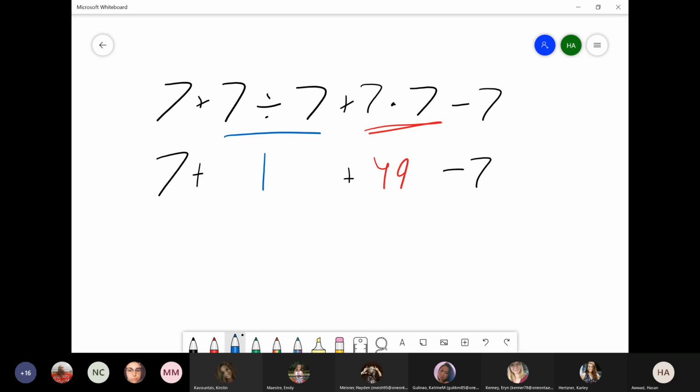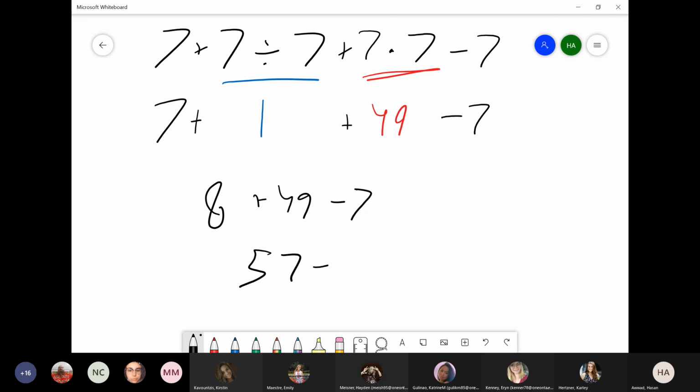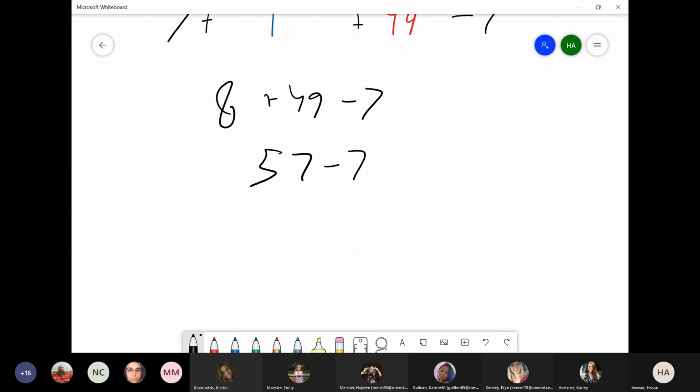And we see that when you read it from left to right, you get 8 plus 49 minus 7. 8 plus 49, well, that should give you 57 minus 7. And then 57 minus 7 gives you 50.